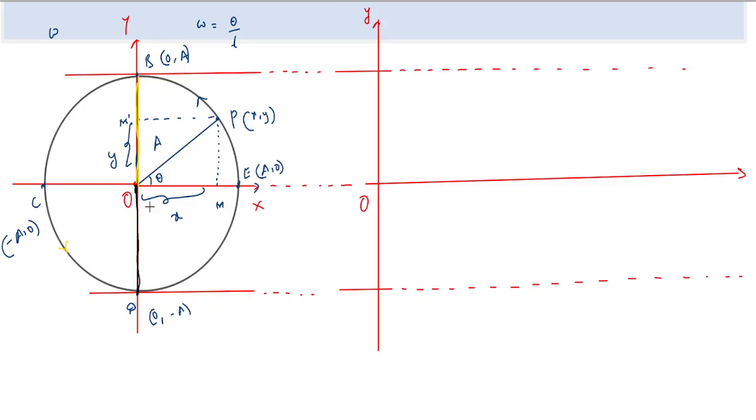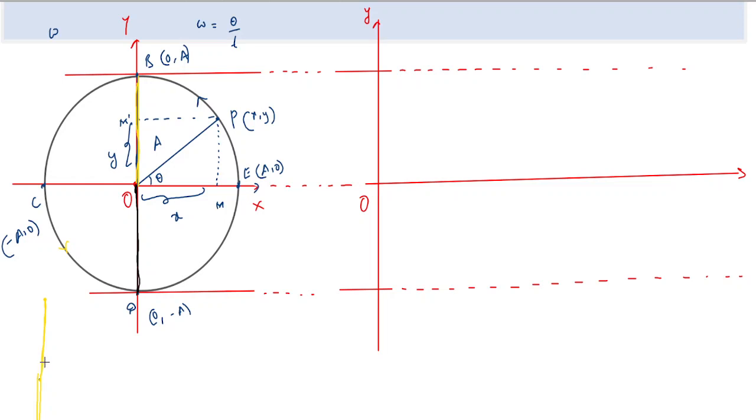So what is seen is, if you look at the value of y alone separately, along this straight line, when the particle goes from point E to point B, y is increasing. When the particle is at point B, y is maximum. When the particle goes from point B to point C, y is decreasing to 0. When the particle goes from point C to point D, y would increase in the negative direction. When the particle reaches point D, y is maximum. When the particle goes from point D to point E, y is decreasing.